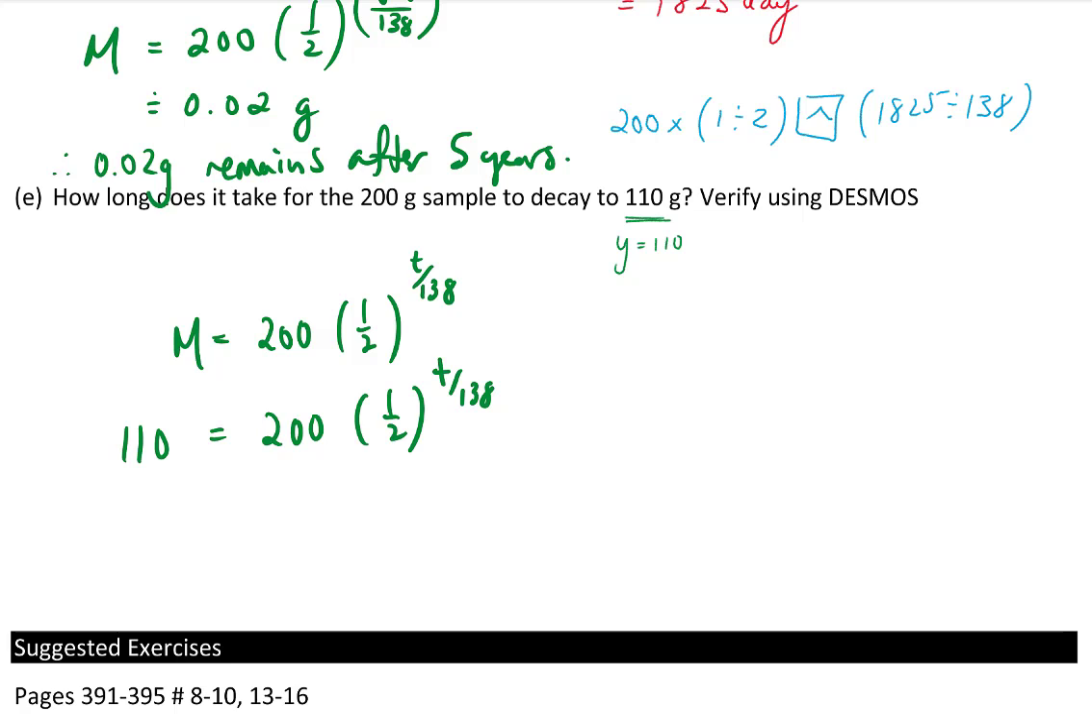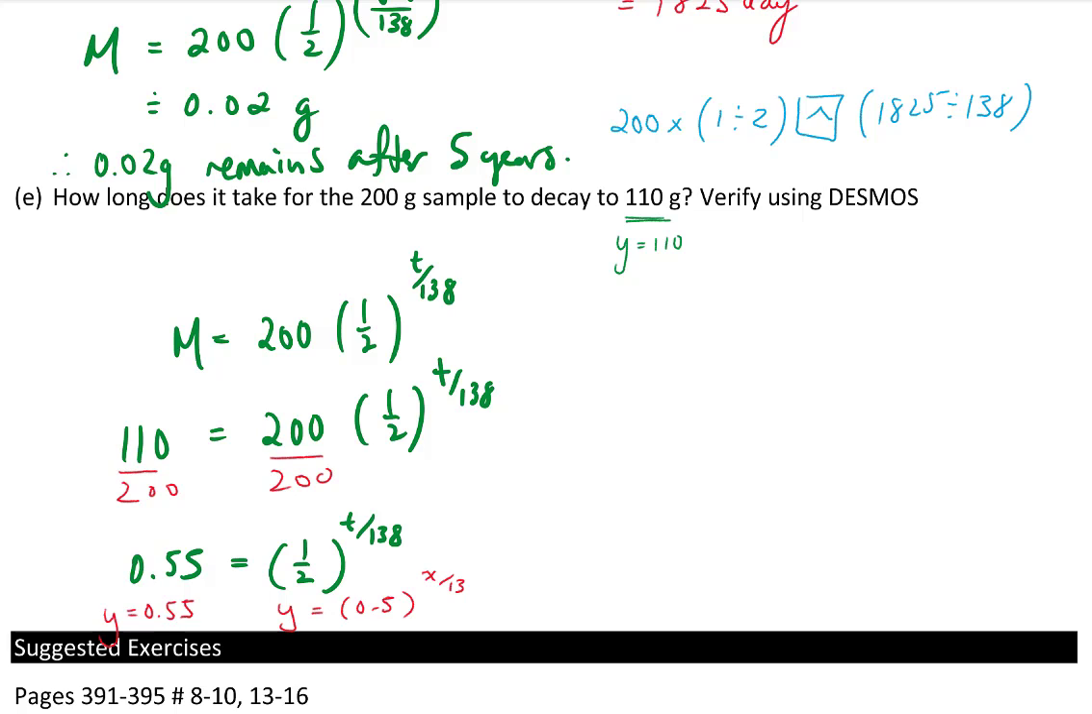So to make this a bit easier, I'm going to divide out the 200 from both sides. So I get 0.55 is equal to 1/2 to the exponent t over 138. And that means when we use Desmos, I'm going to have y is equal to 0.55 for one of my equations, and y is equal to, if I like, 0.5 to the exponent x over 138. So I'm going to make sure that's all one exponent. And then we can find the point of intersection of those two equations in order to determine the x value.